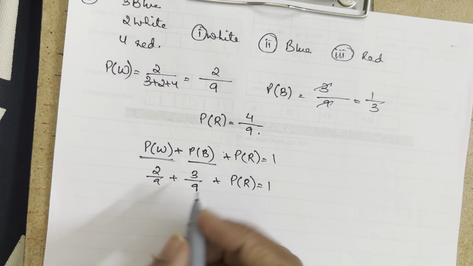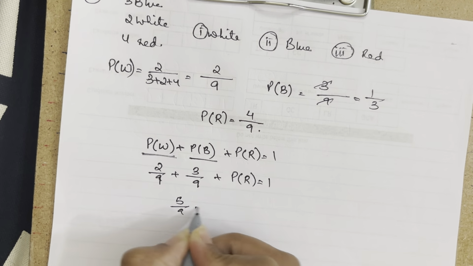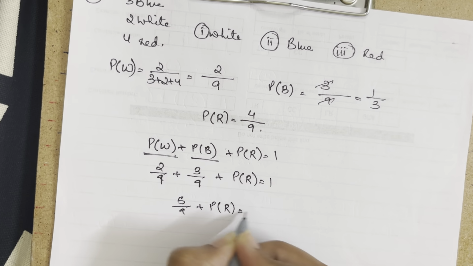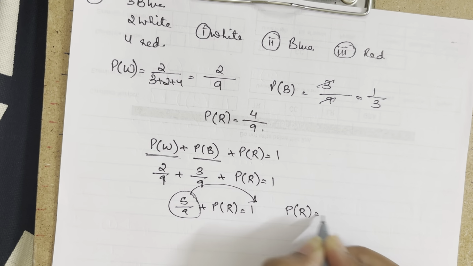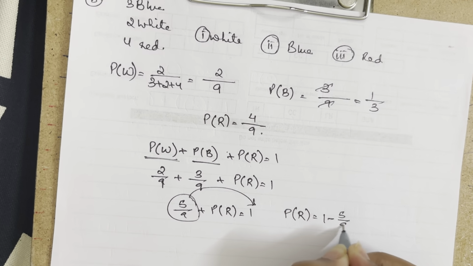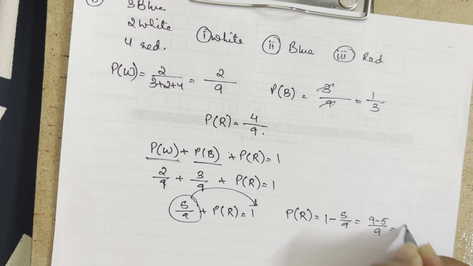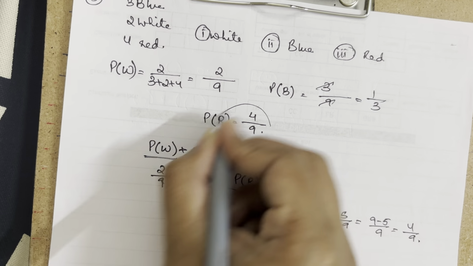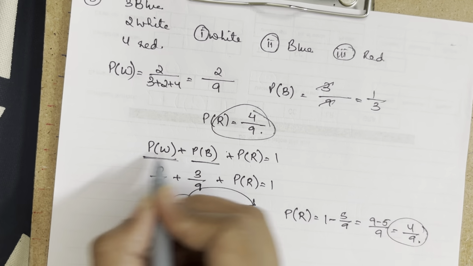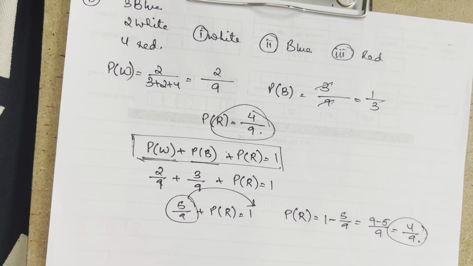If the question comes like this, I'm showing you how to do it. This becomes 5 upon 9 plus the probability of red balls is equal to 1. Sending it towards the other side, the probability of red is equal to 1 minus 5 upon 9. This becomes 9 minus 5 upon 9, which is equal to 4 upon 9. So here also this way you get 4 upon 9, and using the sum of all the probabilities is equal to 1 also, you're going to get the same thing.